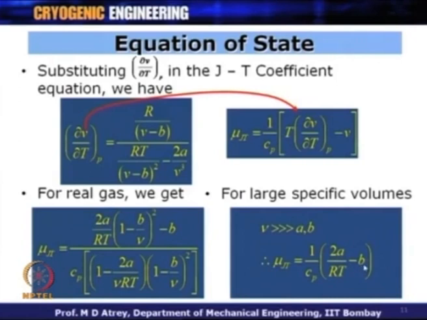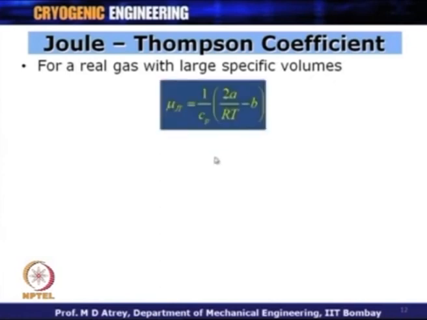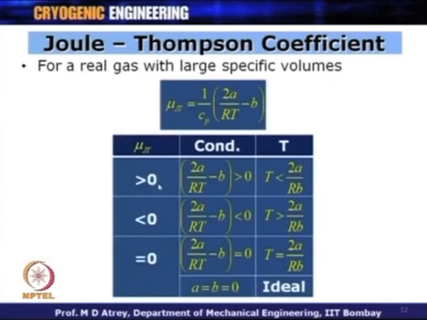As we know, 1/Cp is always going to be positive, because Cp is always a positive term. So, what I understand now, for a real gas with large specific volume, is this equation, and if I want μ_JT to be more than 0, this bracket should be more than 0, and therefore temperature should be less than 2A/RB. If I want μ_JT to be less than 0, which means it is going to result in heating, I would like the initial temperature of the gas to be more than 2A/RB.